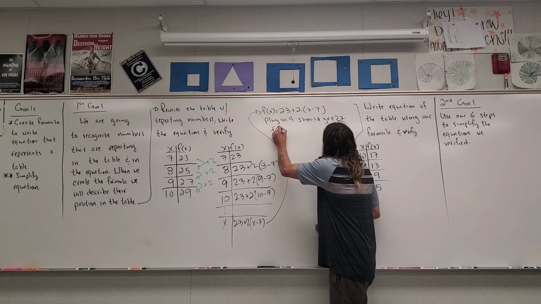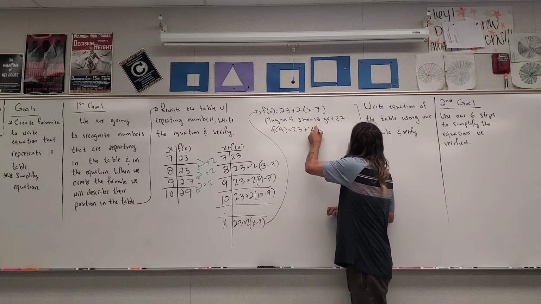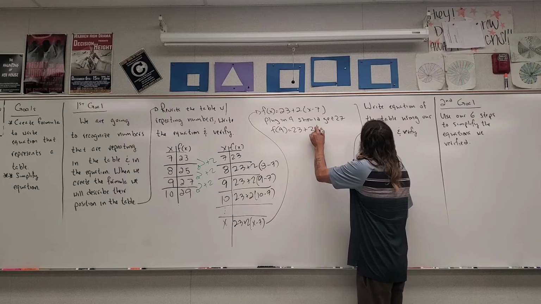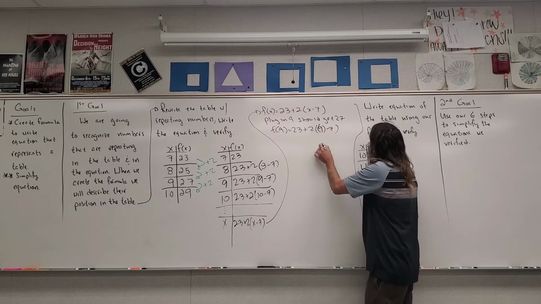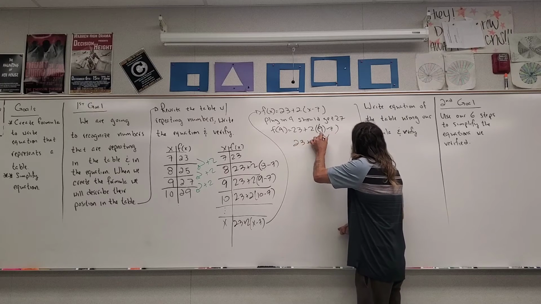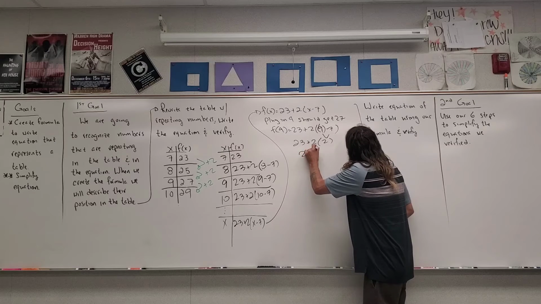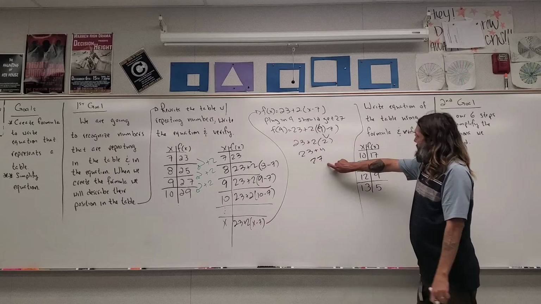So we get f of 9 equals 23 plus 2 times 9 minus 7. 9 minus 7 is going to get me to 2, so 23 plus 2 2's. 2 2's is going to get me to 4. 23 plus 4 is going to get me to 27. So we have a good equation.